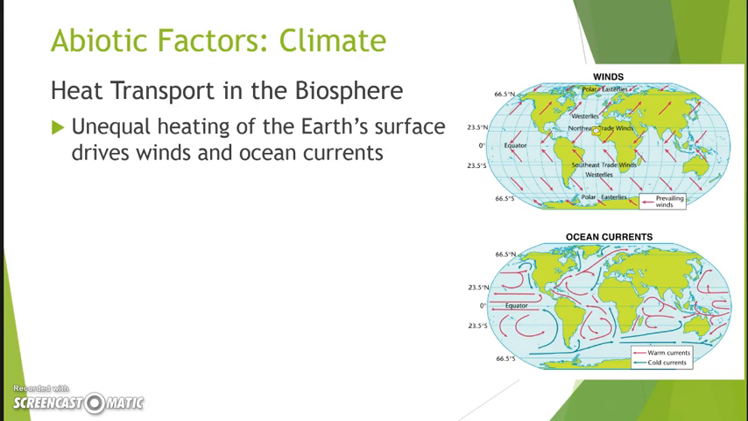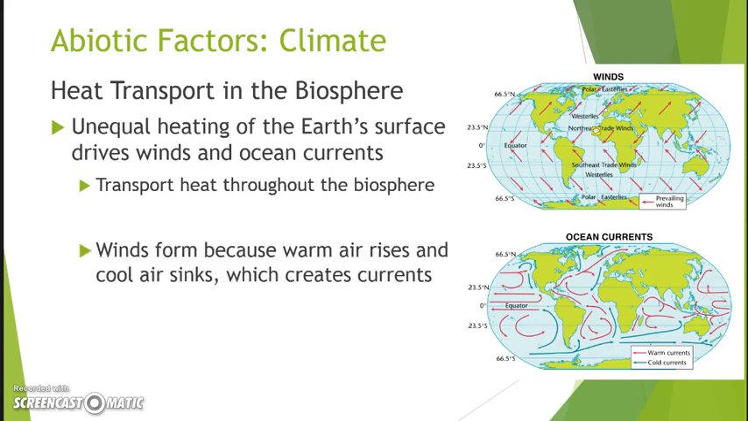So Earth's winds and ocean currents interact to help produce Earth's climates. The curved paths of some currents and winds are a result of the Earth's rotation. So these help to transport heat throughout the biosphere. Winds form because warm air rises and cool air sinks, which creates currents. And similar patterns occur in Earth's oceans to create ocean currents.